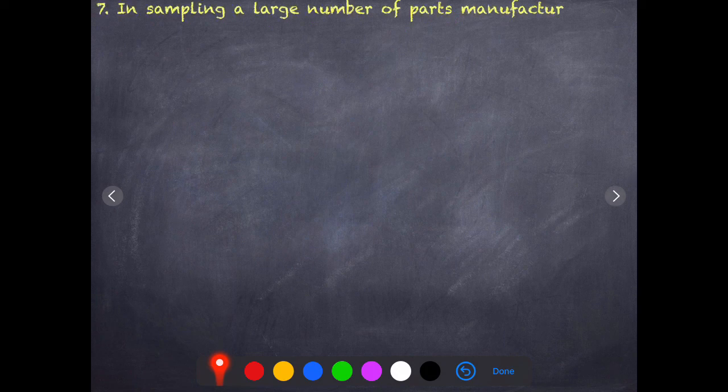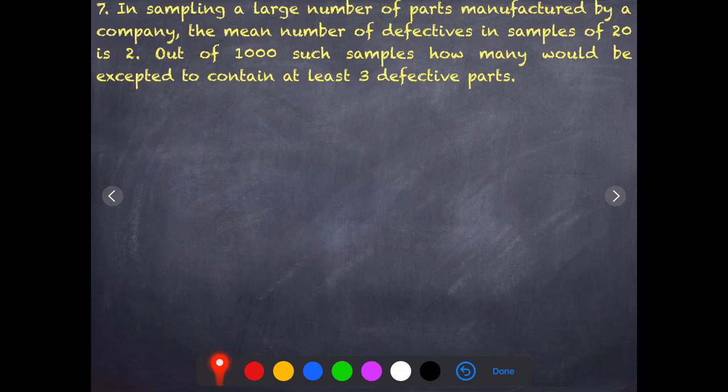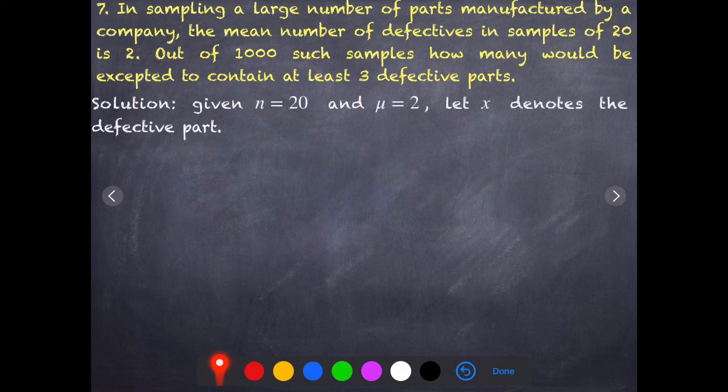So moving to the next problem. In a sample of a large number of parts manufactured by a company, the mean number of defectives in samples of 20 is 2. Out of 1000 such samples, how many would be expected to contain at least 3 defective parts? In one particular sample there are 20 items, so don't consider 1000 here. There will be 1000 such samples, we'll consider this later.